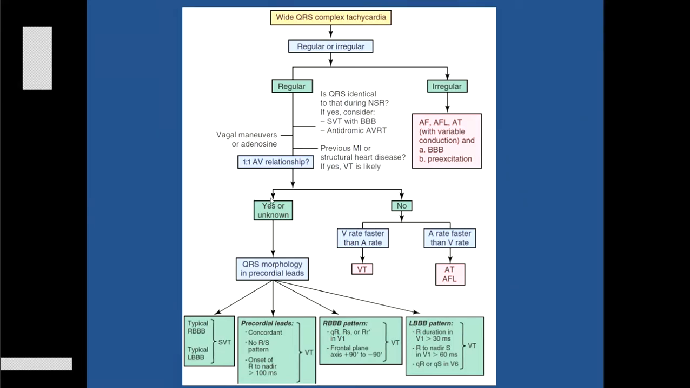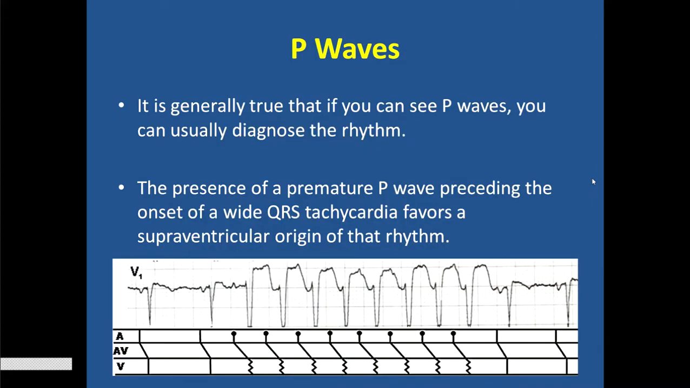So in this scenario where a one-to-one AV relationship is present or unknown, then we go on to QRS morphology. Typical RBBB or typical LBBB suggests a supraventricular tachycardia. And if it is not so, there are characteristics which point to ventricular tachycardia. In the presence of an RBBB or LBBB pattern, there are QRS morphologies and the axis that I'll be touching upon. It is generally true that if you can see P waves, you can usually diagnose the rhythm.